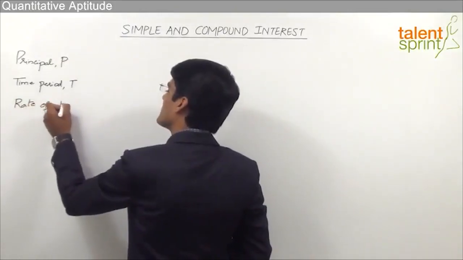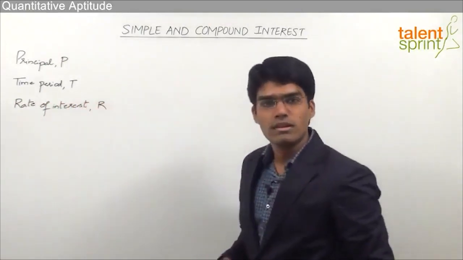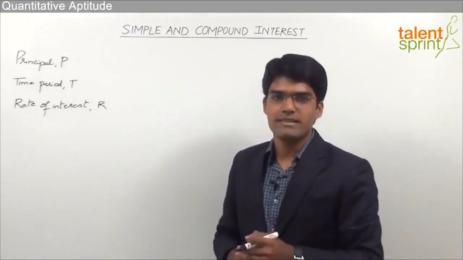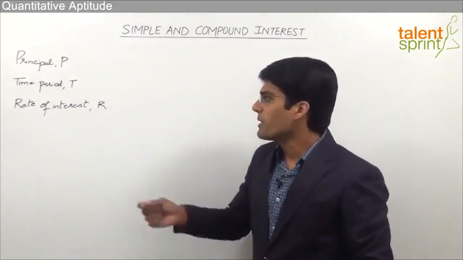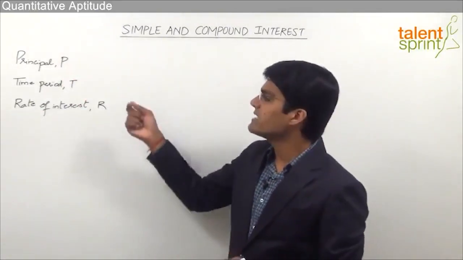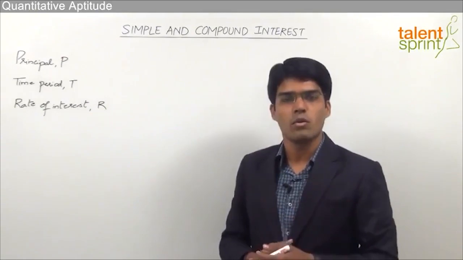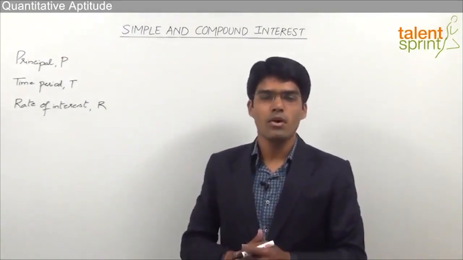Rate of interest is nothing but the rate at which the amount has been borrowed. This is generally in terms of percentage per annum, and it is denoted as capital R. So principal P is nothing but the amount which has been borrowed or lent. T is the time period for which the amount has been borrowed or lent, and rate of interest is the rate at which the amount has been borrowed or lent.